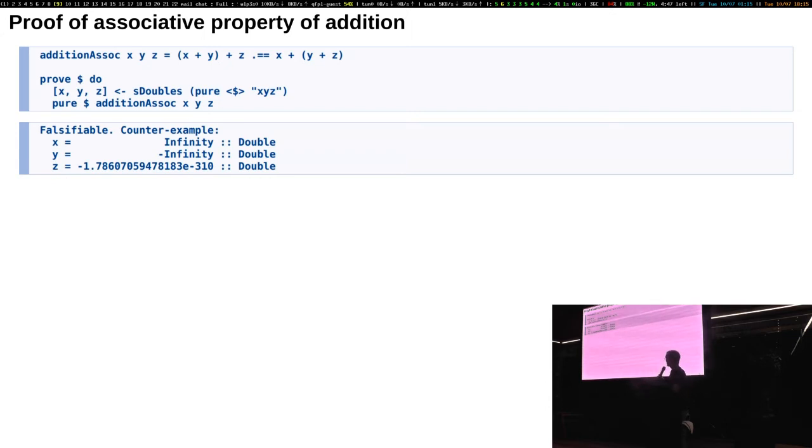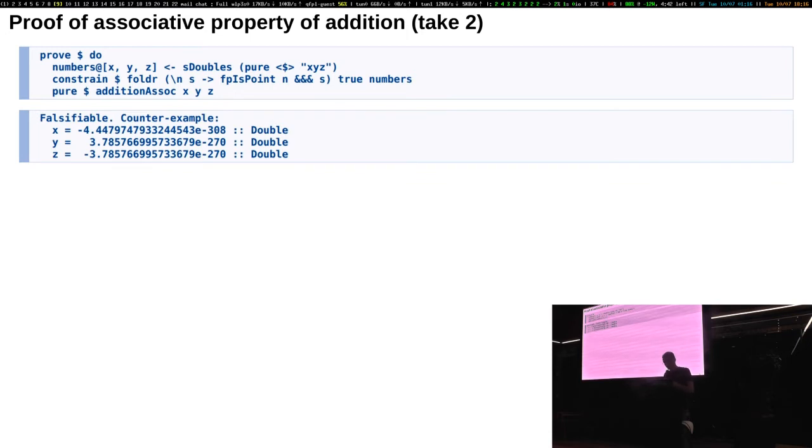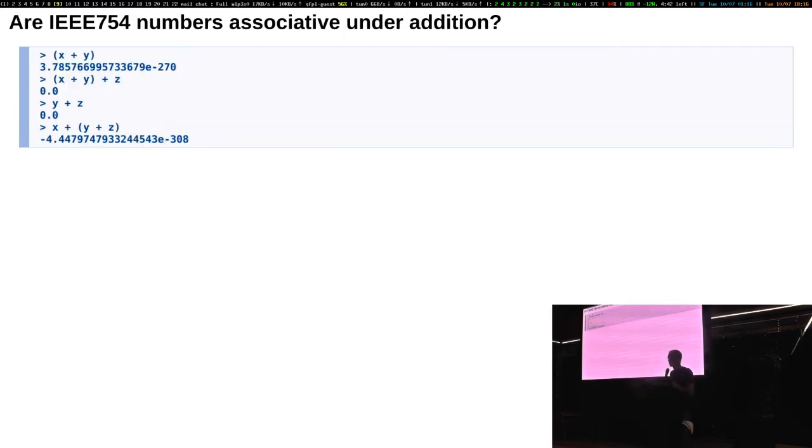Okay, let's do the constraint. So here we'll just save the numbers as a list, the same symbolic variables we introduced, but now we're just going to fold over them with AND. This triple AND is the overloaded version of the normal AND. And we're just going to say fpIsPoint, which basically means it's not NaN and it's not infinity. So if we constrain all these numbers to not be infinity, now we should be fine, except floating point numbers aren't associative.